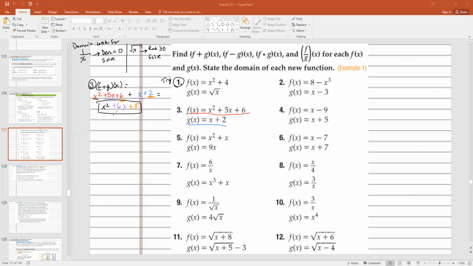All right, so here we don't have any of that, so because of that, the domain is all real numbers. So all real numbers. It means any number will work. All right, so there's that one. And now we're going to look at subtractions. F minus g of x.